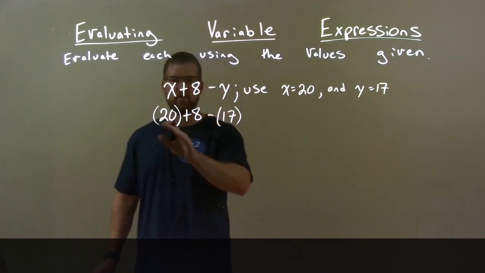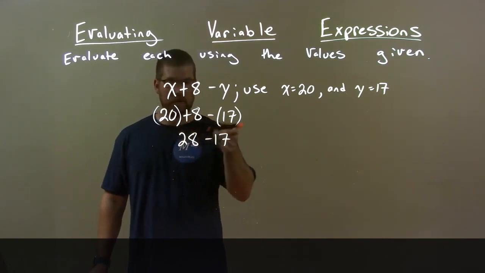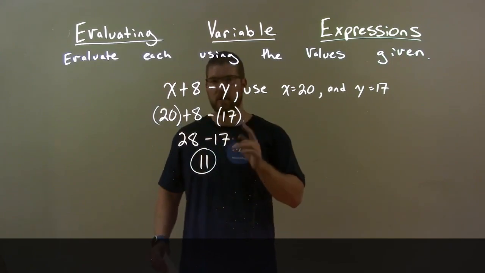Let's simplify. 20 plus 8 is 28. Then we subtract a 17 from the 28 and we get 11. So 11 now is just our final answer.